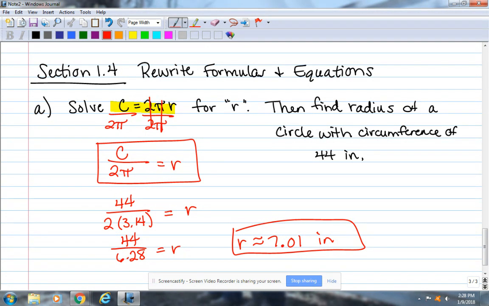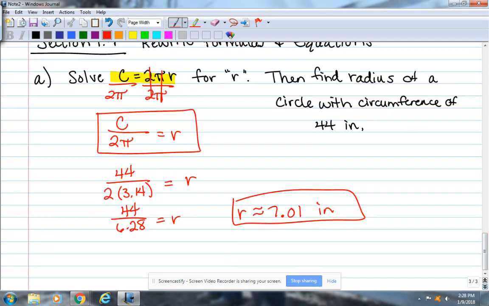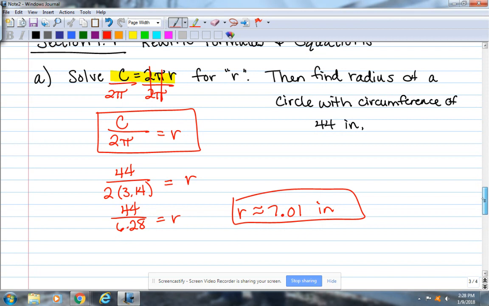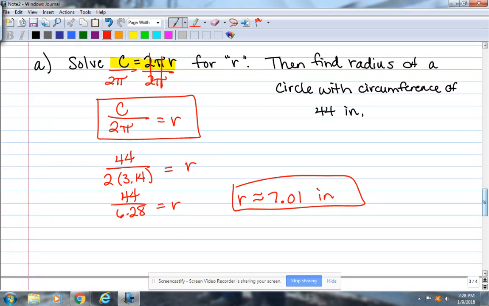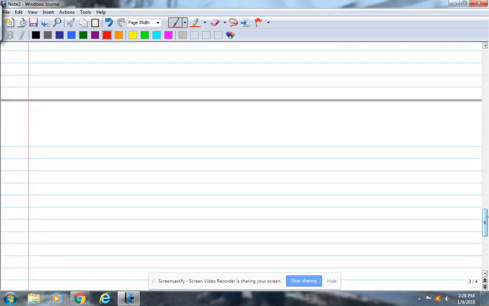Also, units are important. They told me my circumference was in inches, so I assume that my radius is also going to be in inches, okay? So make sure you don't leave out units when they require them. Any questions about this one? It's not that bad, was it? No. Just solve it for the variable and then plug it in. Let's try another one.